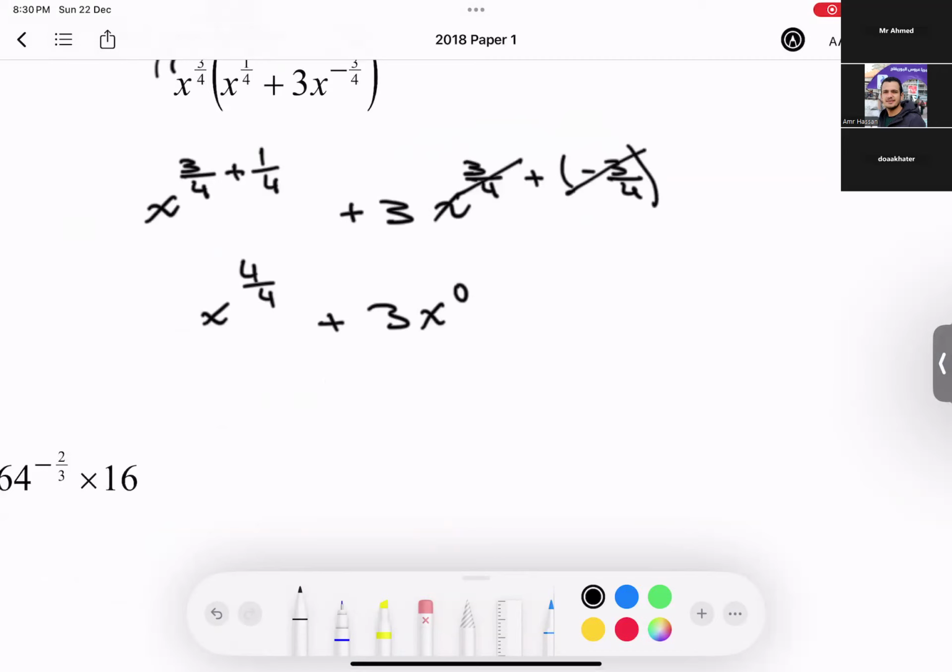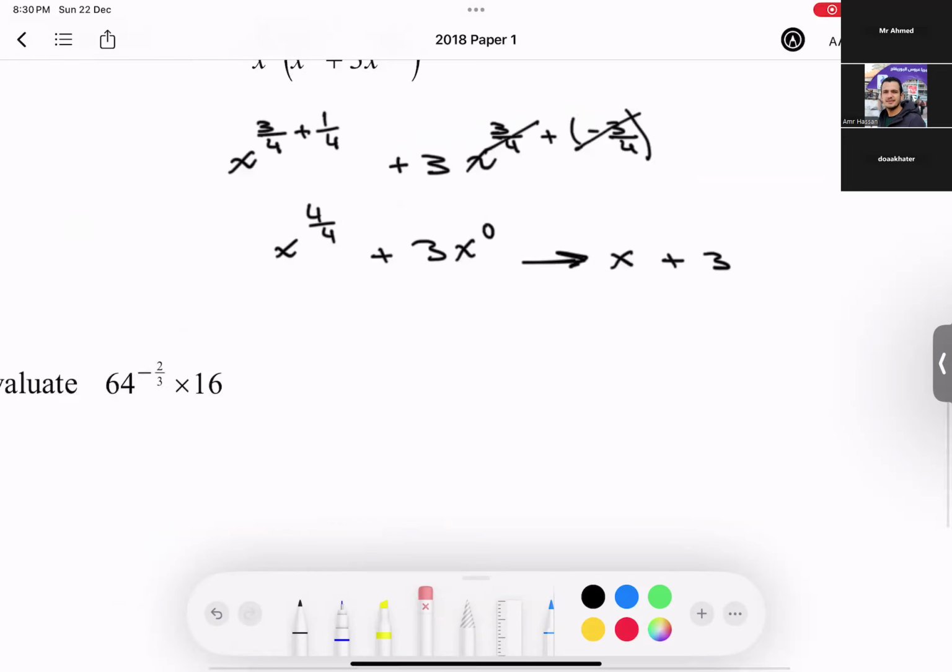So, 4 divided by 4 is going to be 1, which makes sense. This one's going to be only x to the power of 1 plus 3, which makes sense. I got rid of it because x to the power of 0 is going to be 1. Did you get it? Yeah. Is this one clear for you? Yeah. Okay.